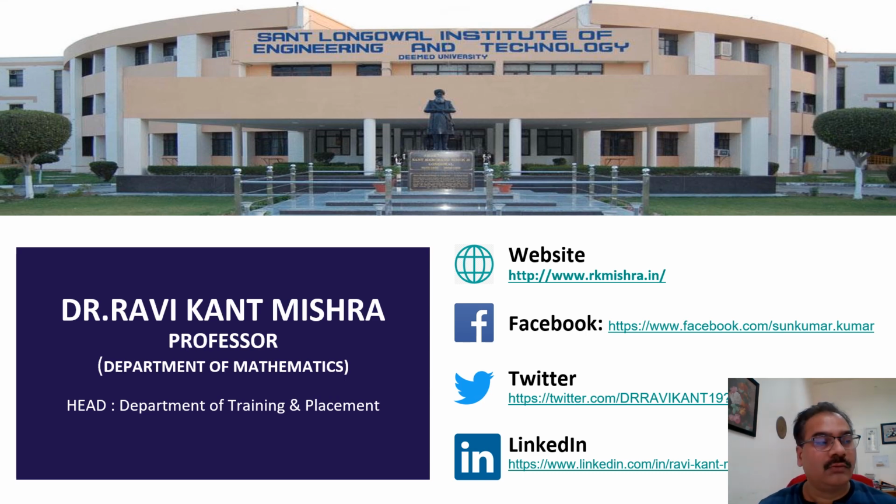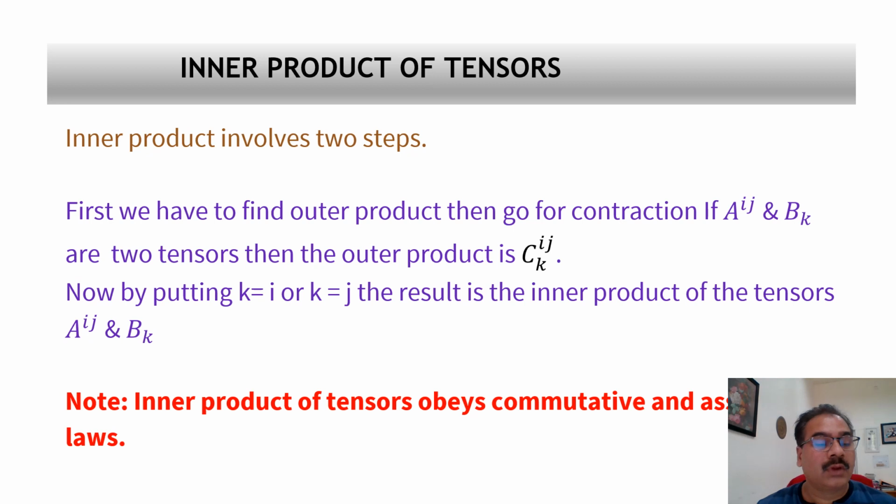Dear students, today we are going to learn about the inner product of tensors and the Quotient Law. Let us look at what we mean by the inner product of tensors and the Quotient Law. The inner product involves two steps. First, we have to find the outer product, as we learned in the previous PPT, and then go for contraction. We know both how to find the outer product and how to find the contraction of vectors.